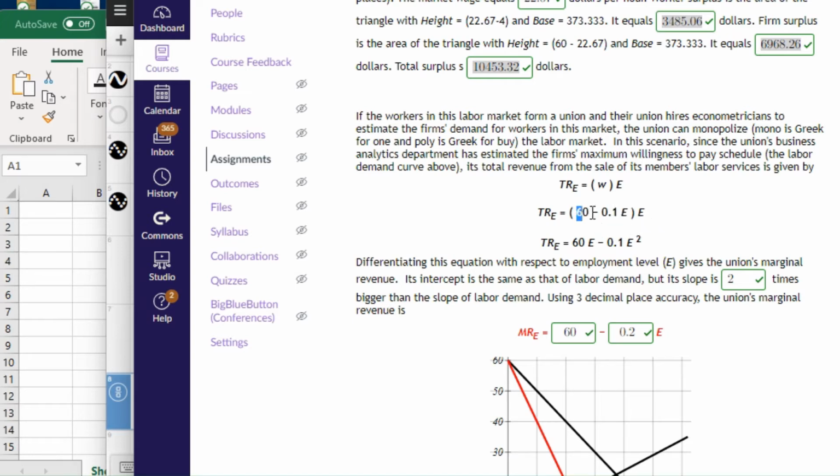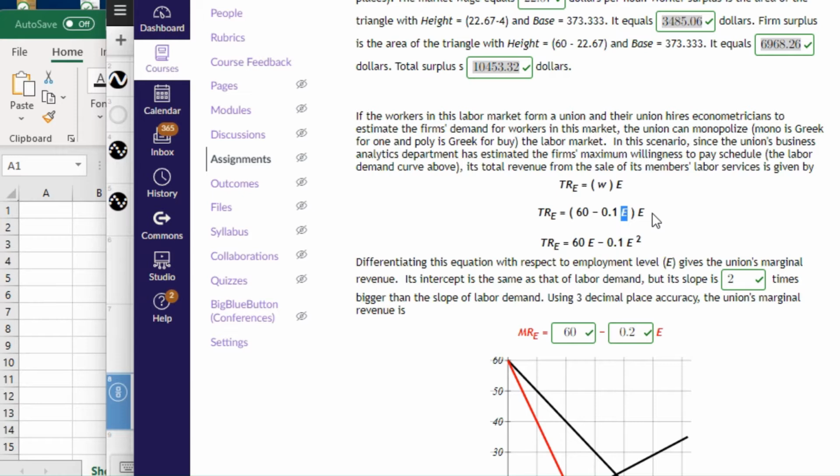And if you notice, this times E ends up making a parabola that looks like a football stuck in the ground. It rises and falls, right? The zeros of that parabola happen when E is 0 or when this thing equals 0. When this thing equals 0, E is 600, right? So 600 times 0.1 is 60, and 60 minus 60 is 0. So when E is 0, the union's revenue is 0. When E is 600, union revenue is 0.